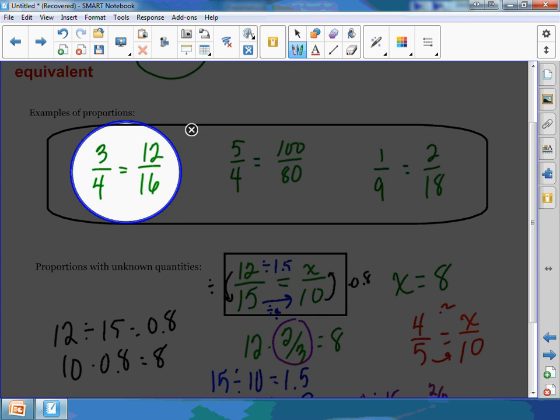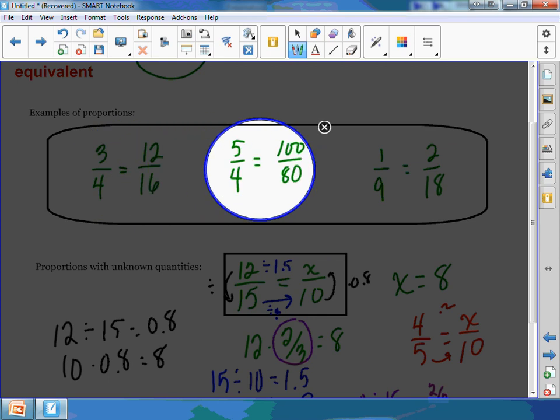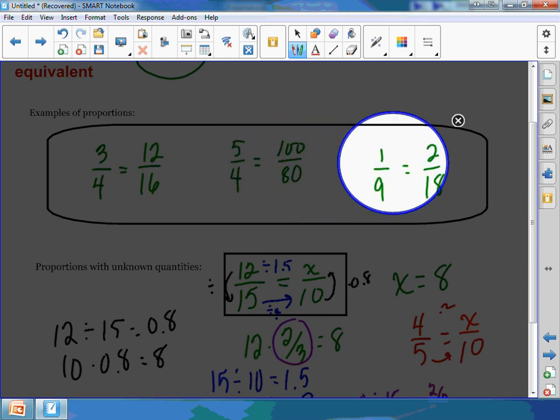What do you see? I agree. I'm thinking even more simple than that. What's 3 times 16? What's 4 times 12? All right. Well, does that logic apply here? 4 times 100, 5 times 80. Do you get the same product? Okay. Now remember, we said all of these were proportions. How about here? Okay.